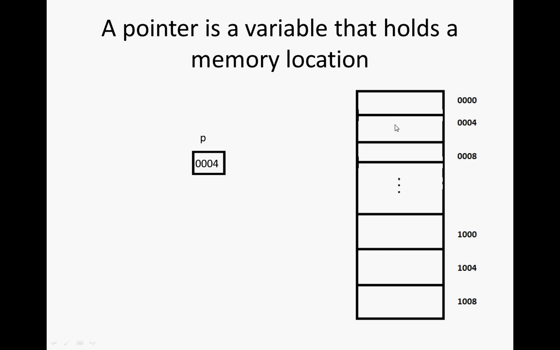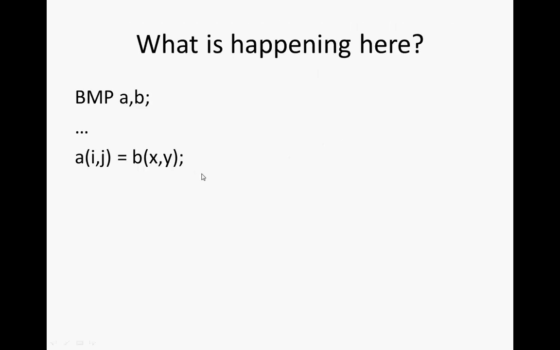A lot of times, people draw it like this. This is really the same thing. This is just easier to understand with the arrow. But what's really happening is the pointer is just storing some number. Okay, so on to the MP.